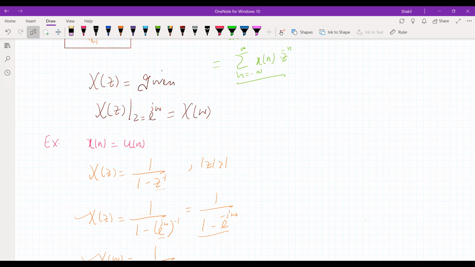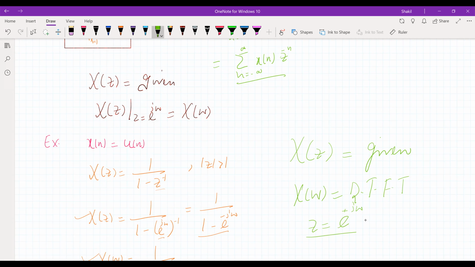Now, one important implication of this, please remember: the Z transform is very easy to calculate compared to the discrete time Fourier transform. So mostly x of z will be given to you, and your goal is to determine x of omega, meaning the discrete time Fourier transform. Simply replace z by e to the power of j omega, and you will get the discrete time Fourier transform.